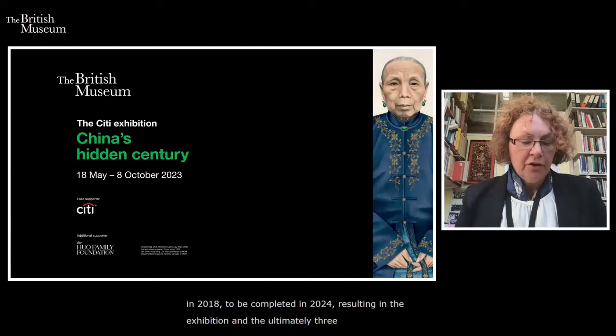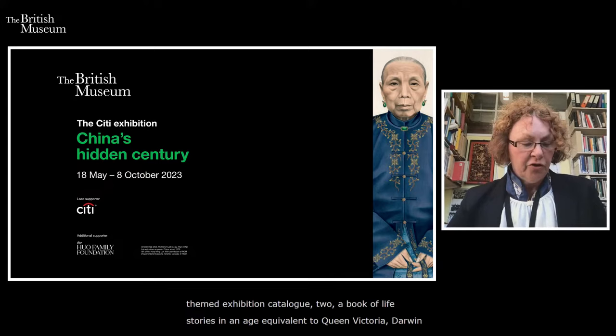This has been a project begun in 2018 and will be completed in 2024, resulting in the exhibition and ultimately three books. One, a themed exhibition catalogue. Two, a book of life stories in an age equivalent to Queen Victoria, Darwin and Dickens. And three, a book of the arts of the 19th century, resulting from the June 2023 conference.